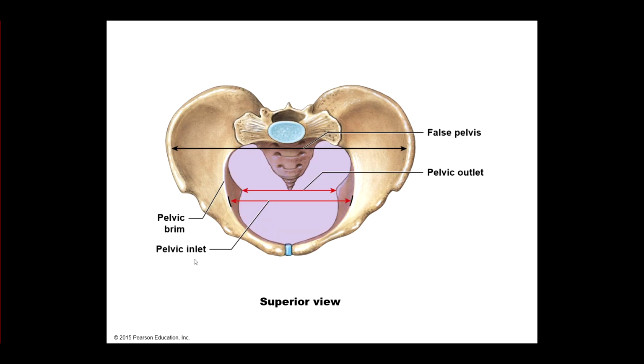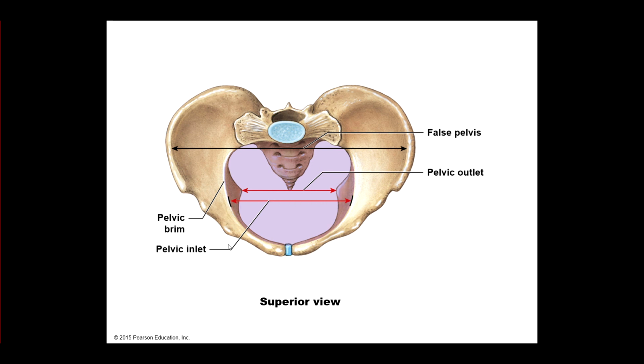So let's take a look. This is a view looking down into the pelvis from above, right? It's a superior view. There's a couple landmarks that I'd like you to know. There's an actual rim right here. If you just follow my cursor all the way around, all of this is known as the pelvic brim. Now, within the pelvic brim, this would represent the pelvic inlet.